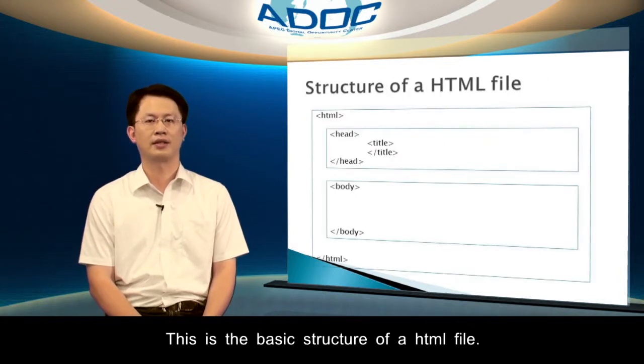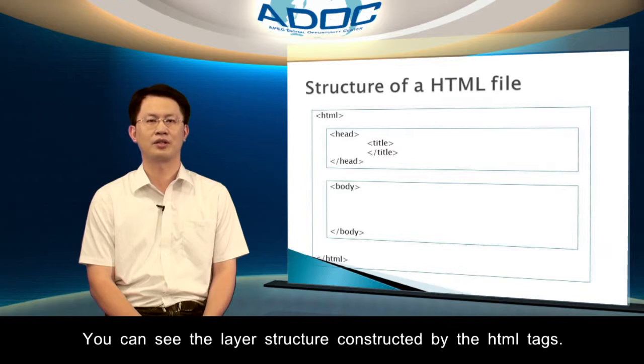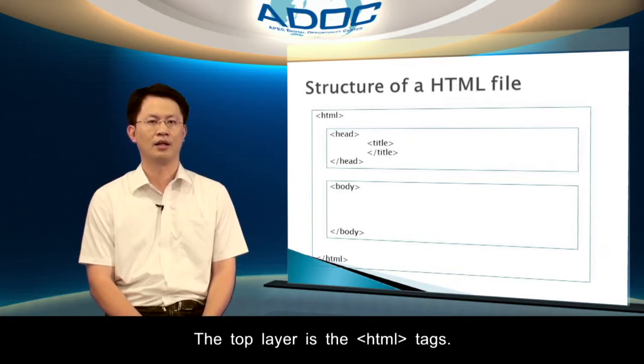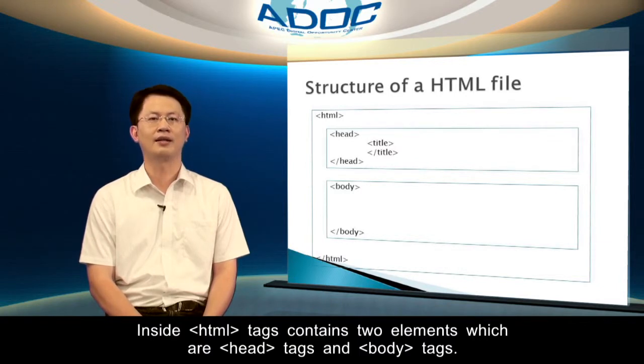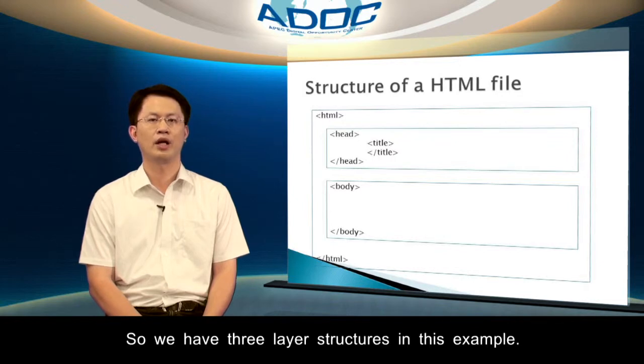And this is the basic structure of an HTML file. You can see the layer structures constructed by the HTML tags. The top layer is the HTML tag. Inside the HTML tag are two elements, which are the head tag and the body tag. Inside the head tag, we have the title tag. So we have three layers in this example.